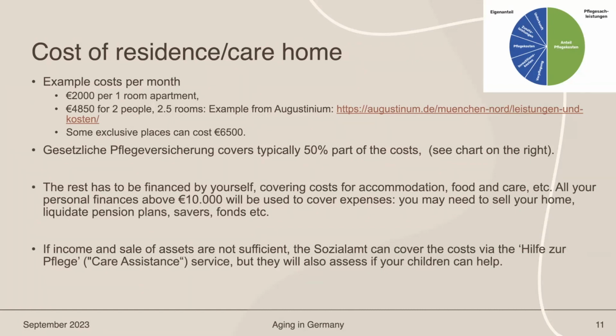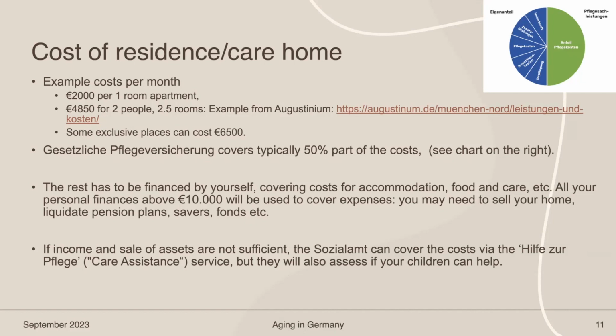I just looked at some of these places available. For a 1-room apartment, if you currently live in a, I don't know, 3-room or 4-room flat, then moving to a 1-room apartment sounds a bit tough. You can get 2-room places up to 2.5 rooms. They cost proportionally a lot more, and this becomes very expensive. You can see straight away 4,850 for 2 people in a 2.5-room flat, and you have to cover half of that. Some very exclusive places can take you up to 6,500 a month, and you have to cover half of whatever it is.